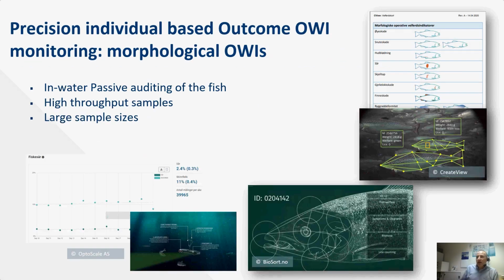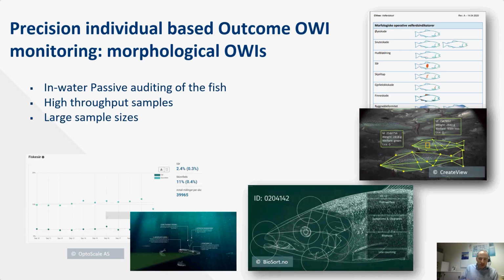Individual based outcome indicators, morphological OWIs. Again, at the moment, most of the welfare scoring is manual. It involves removing the fish from the water. It's based upon assessing different categorical indicators. So we ask, is this approach robust enough? Is there any variability between different operators scoring the fish, and how does this affect data quality? And also the sampling. Is the sample you get representative? Is the sample size that you have representative?